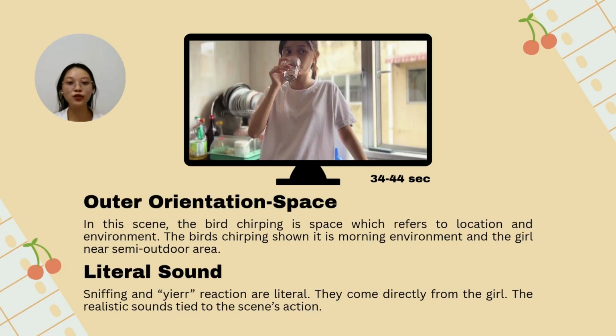In these scenes, there are 2 techniques being used. The first one is outer orientation to space. In these scenes, the bird chirping is space, which refers to location and environment. The bird chirping shows a morning environment and that the girl is near a semi-outdoor area.